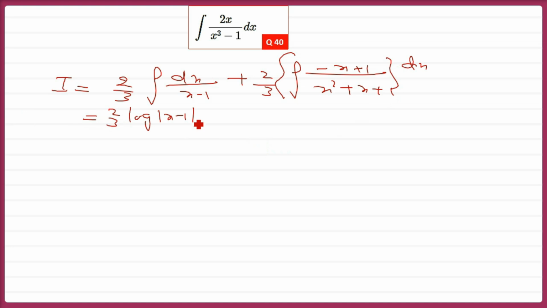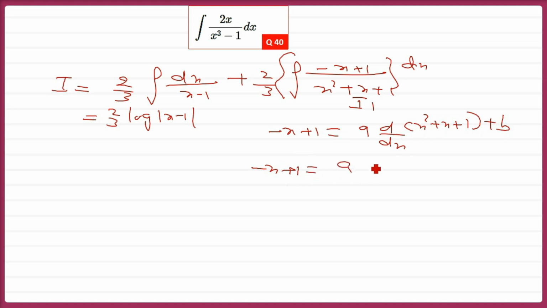Now we'll integrate this. And you already know how to do this. We have done this in the previous exercises. But in short, I'm going to tell you. So negative x plus 1 will be represented like this. We'll have a constant a times the differentiation of the denominator x square plus x plus 1, and then plus b. So negative x plus 1 equals a times the differentiation, 2x plus 1, plus b. So negative x plus 1 will be equal to 2ax plus a plus b.